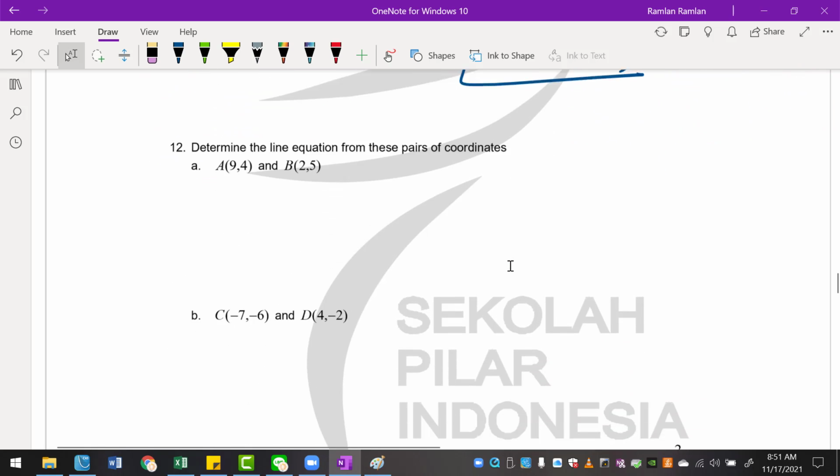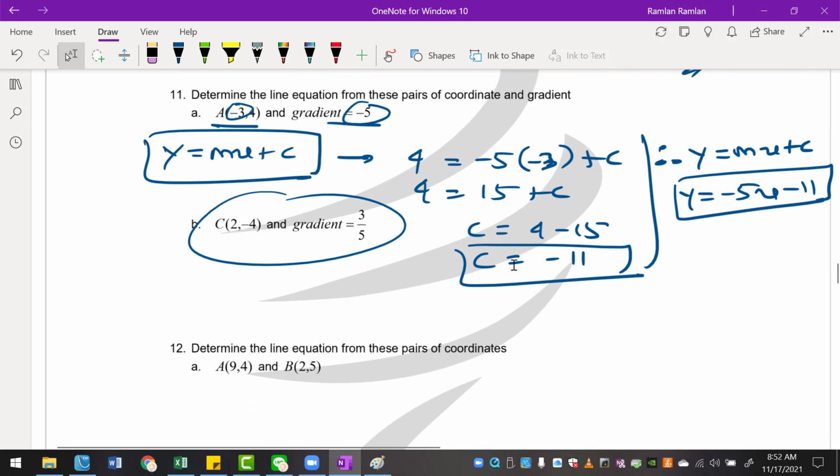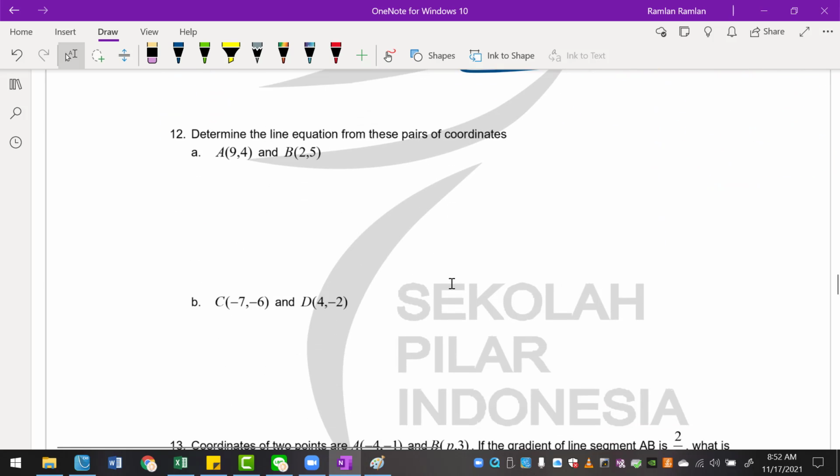Okay, next one, determine the line equation from these pairs of coordinates. So the same thing. For number 11, you have the gradient, and then you have a point. You can just go there. But for number 12, you need to find the gradient first. So we need a gradient and a point. Find the gradient like in number 9.